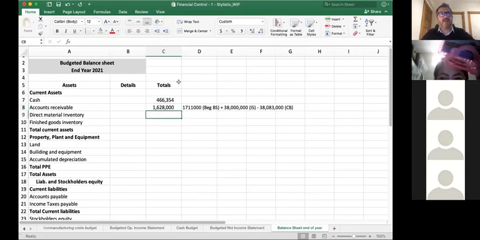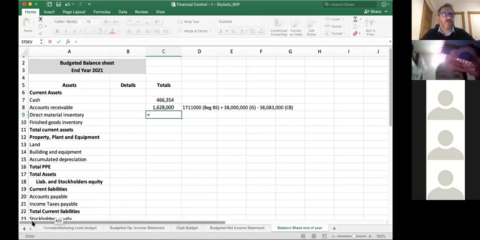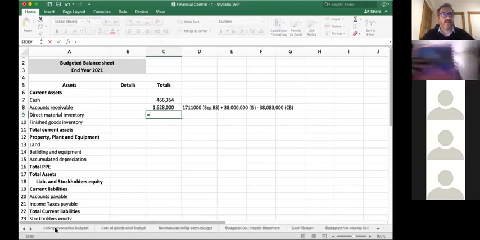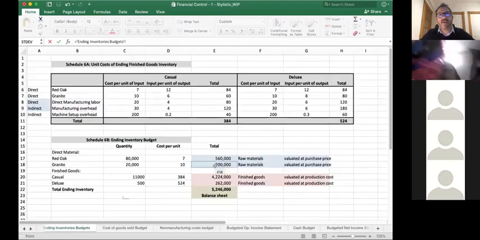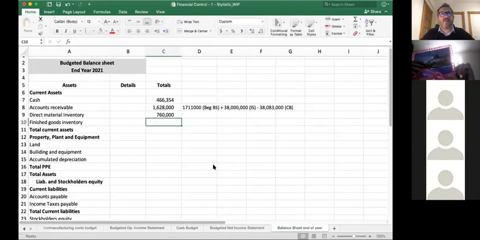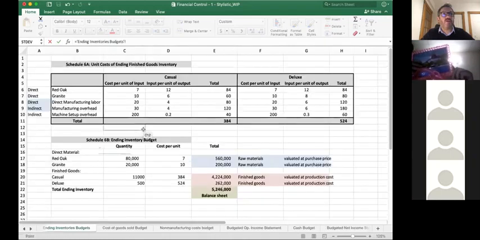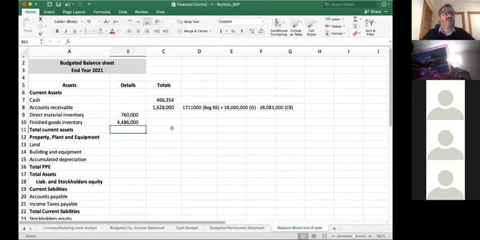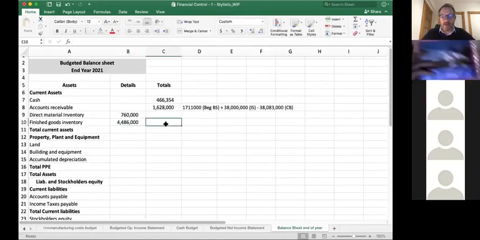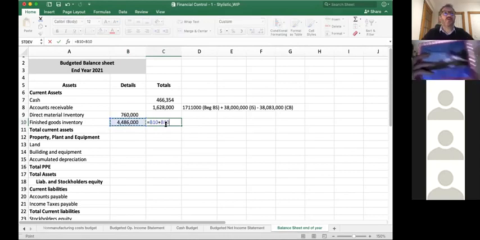So for the direct material inventory, of course, we try to find what is the ending inventory. For the direct material, we have two raw materials that we have already identified. Sorry, I'm going to take the same classification as in the official solution. I'm less and less convinced by the total and details column. Okay, so let's not worry too much about it.